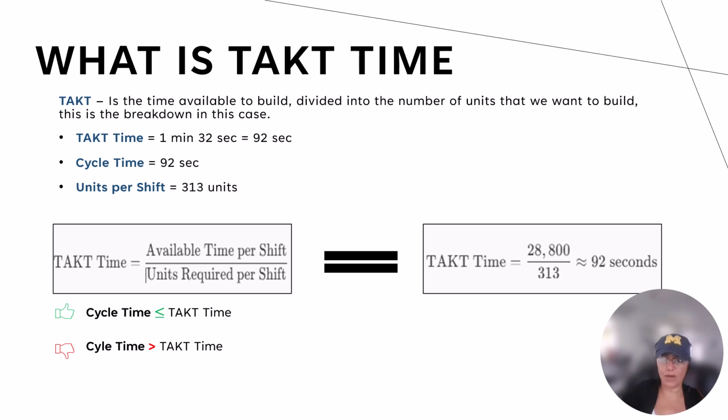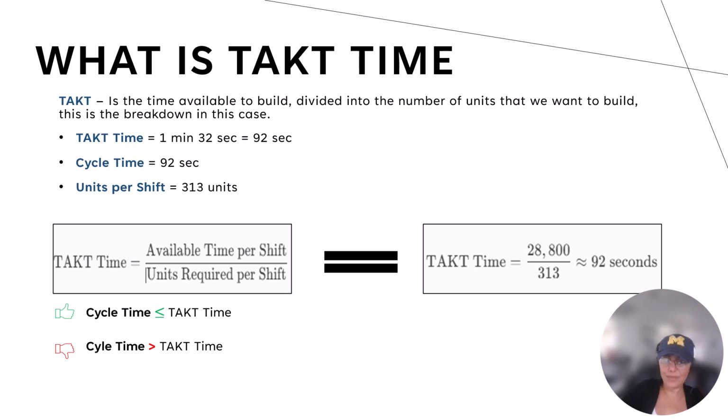The cycle time, however, is also 92 seconds, but the units we need per shift is 313 units. So let's calculate the takt time, which is the maximum amount of time that can be spent on one unit to meet demand within the available production time. With that, the formula looks something like this. Available time equals 8 hours, which is 8 times 60 times 60 equals 28,800 seconds. So units required, again, as we stated, 313.